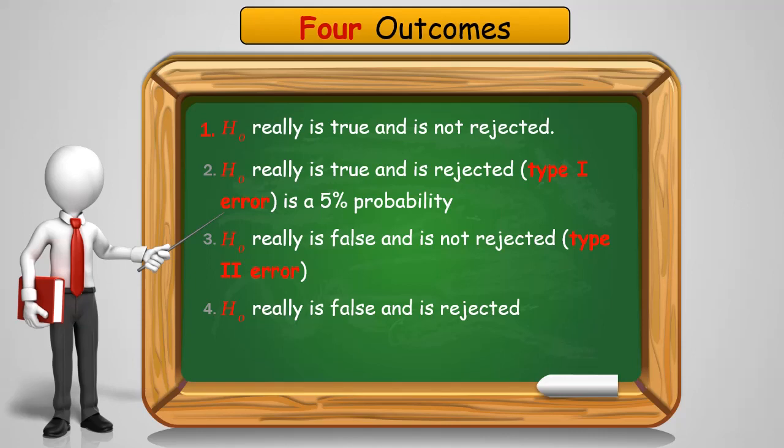That would be a type 2 error. And finally, the null hypothesis really is false and it is rejected. So basically, number 1 and number 4 are good. Number 2 and number 3 are indications of an error.